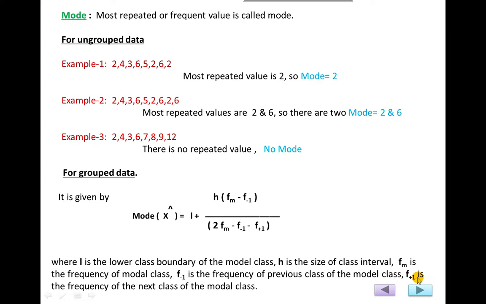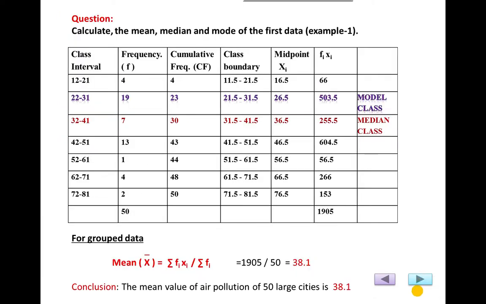So now we will use grouped data for the mean, median and mode. This is the table of the first example. You have already calculated or constructed the table and you have plotted the data with the help of 3 graphical methods: histogram, polygon and curve. Now we will use the same data, calculate the mean, median and mode of the first data, example number 1. You know there is the class interval of the first data, frequency, cumulative frequency, class boundaries and midpoints.